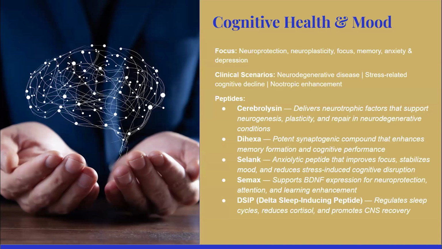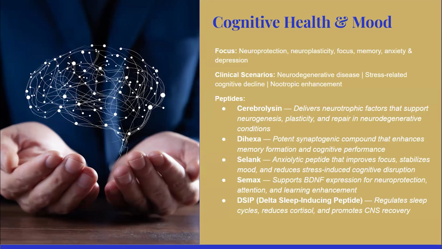Okay, cognitive, neuroprotective, neuroplasticity, focus, memory, anxiety, depression, clinical scenarios, neurodegenerative diseases. We're thinking TBIs, strokes, stress-related cognitive decline. We're thinking mental health when we don't want to put people on SSRIs. We've got a lot that we can do in this category, and also we want to titrate them down and off any antipsychotics, any SSRIs. We want to have other options, as well as there's amazing nootropic enhancement benefits. So we just want to think better, be faster, smarter, remember more.